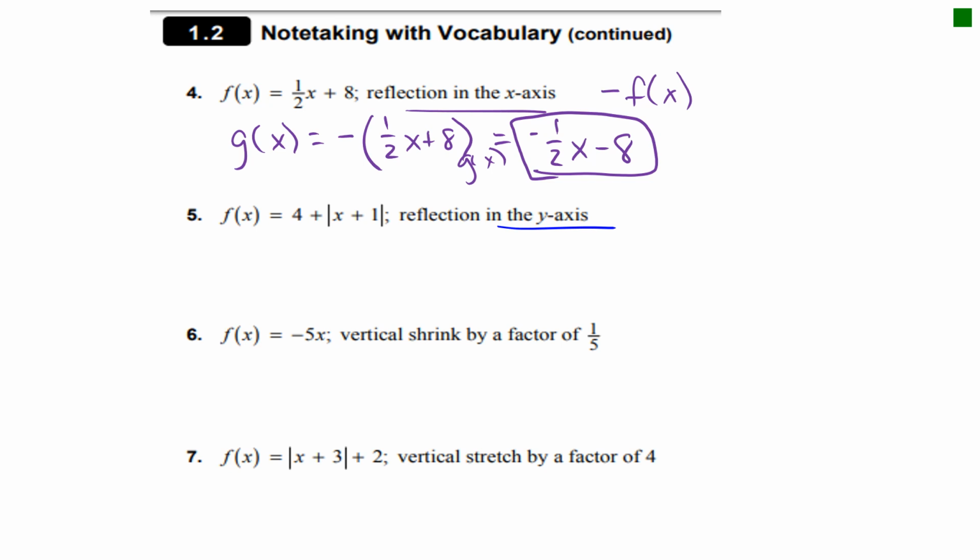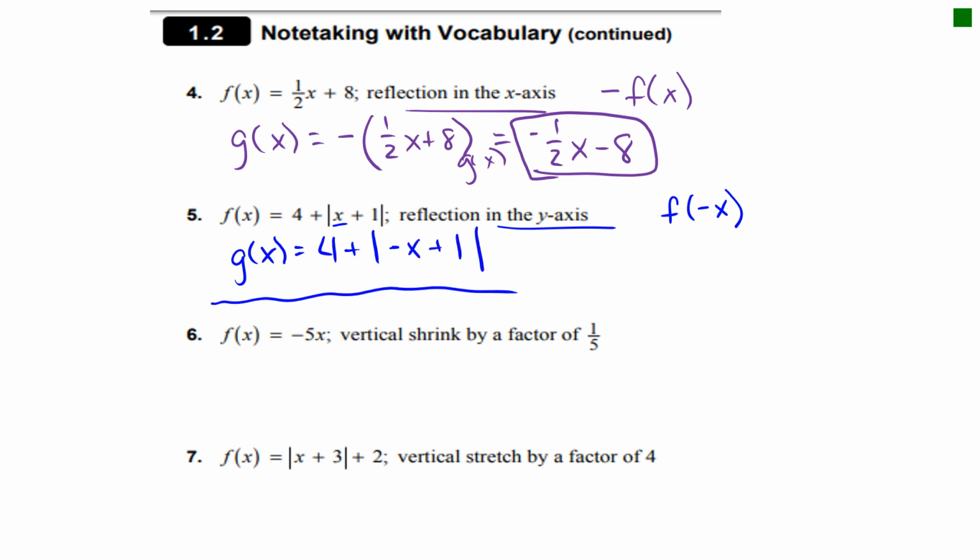Okay, so the next one is reflection in the y-axis. Reflection in the y-axis means f of negative x. So every time I see an x, I want to plug in negative x. Okay, so that will look like 4 plus absolute value. This x I'm going to replace with negative x. And that will show the reflection in the y-axis.